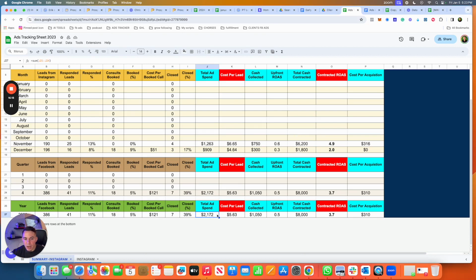That way we can turn the ROAS up higher so that our total cash collected can maybe go to 2, 3, 4, 5 grand, and now the ad is profitable. Or, if you're already profitable, it will help you become more profitable.